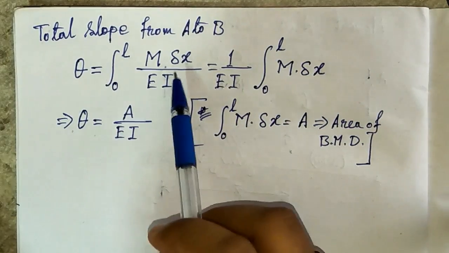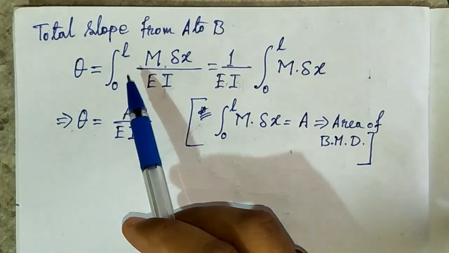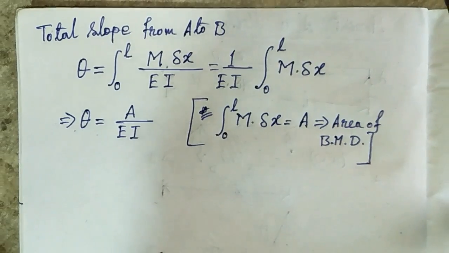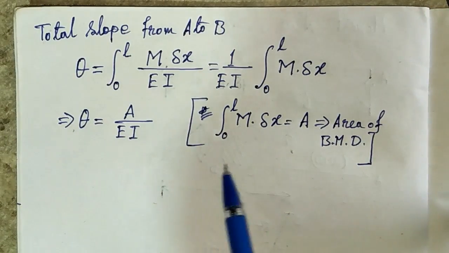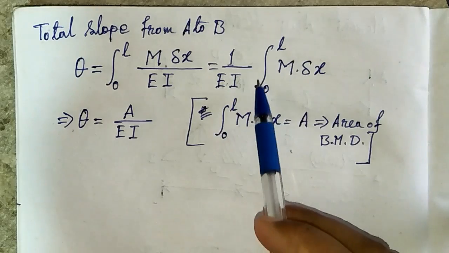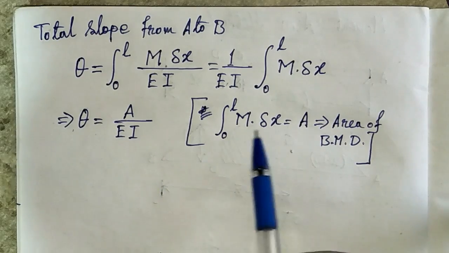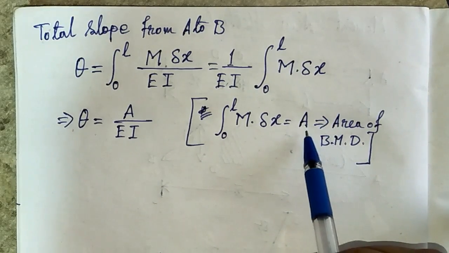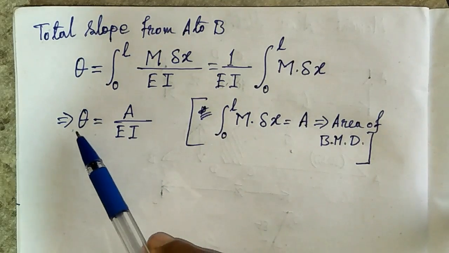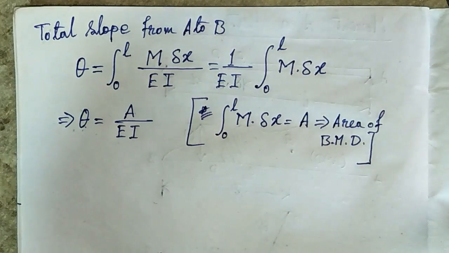Now the total slope from A to B is theta equals the integration from 0 to L of M dx by EI. Since the product E into I is constant, we can take it out of the integration. So that is 1 by EI times the integration from 0 to L of M dx, and this M dx is nothing but the area A of the bending moment diagram. So the value of theta becomes A by EI.